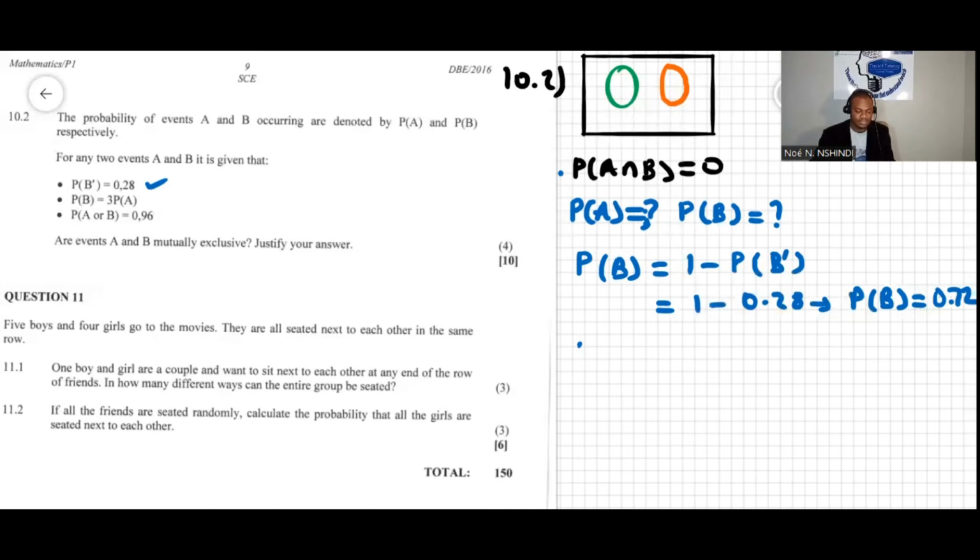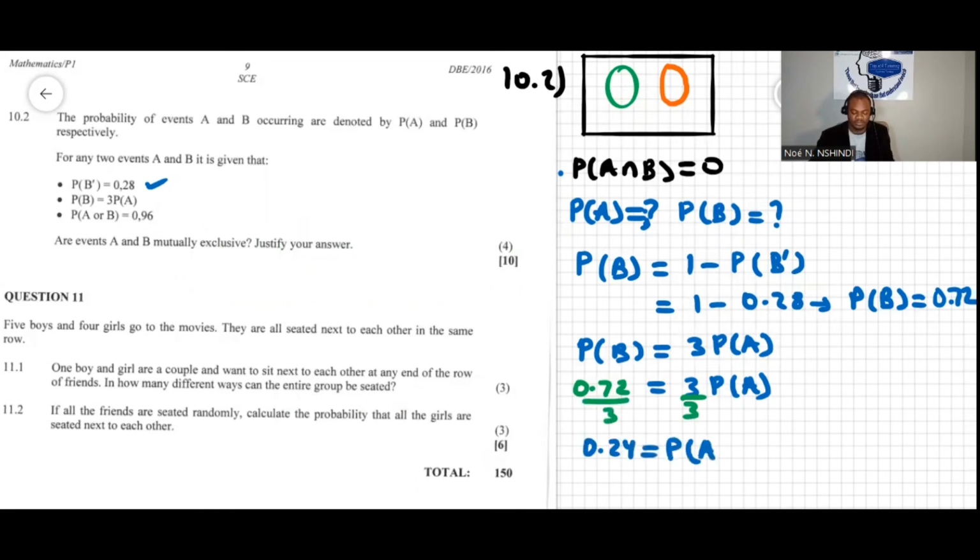Now that we have found the probability of B, can I find the probability of A? The probability of B is equal to 3 times the probability of A. So 0.72 is equal to 3 times the probability of A. To find the probability of A, I can just divide both sides by 3, and then this gives 0.24 equal to the probability of A. Now we know the probability of A equals 0.24.